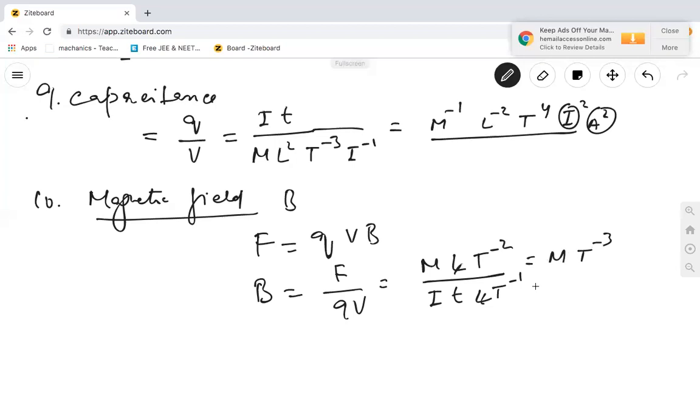There is a little noise coming from your side. Yes, turn it off. M T minus 3... no, T minus 2, because this T and this will cancel. This T minus 1 becomes T plus 1, it will cancel. It is I minus 1. Okay. Yes, sir. That's it.